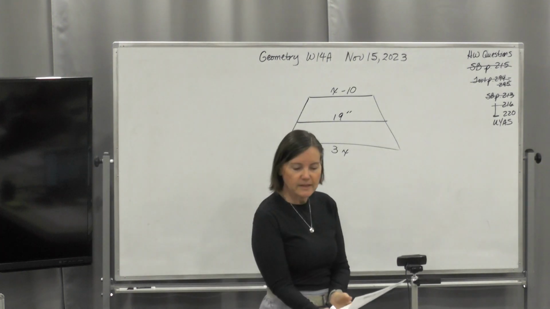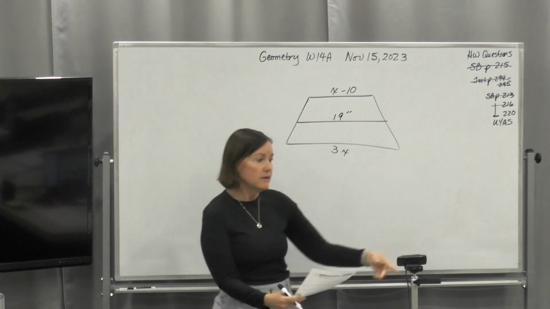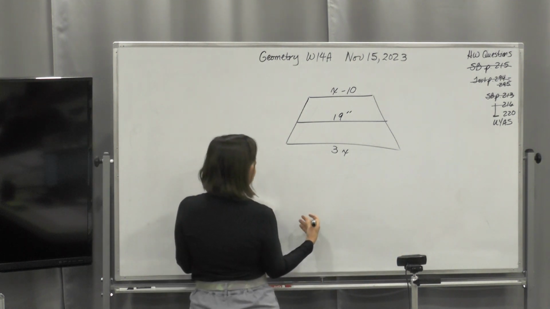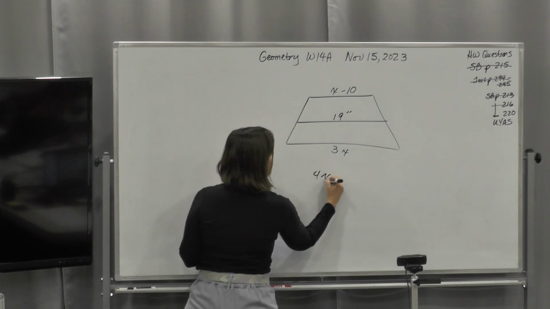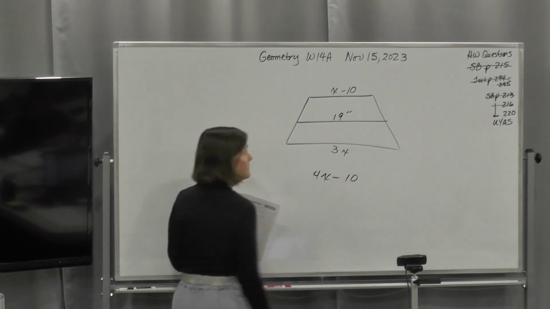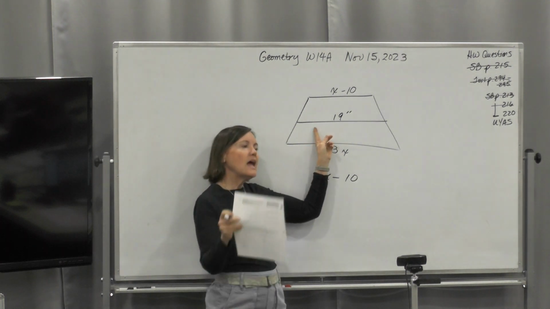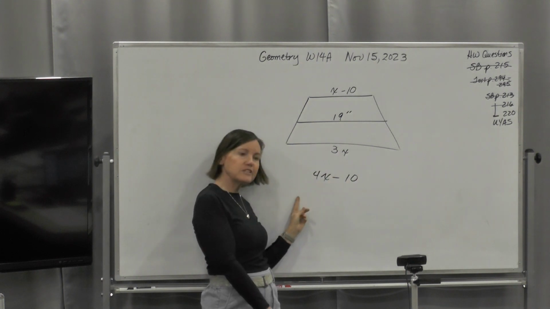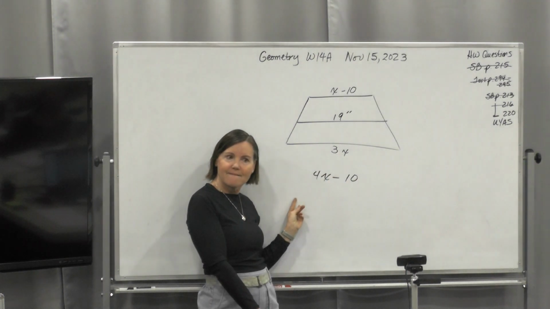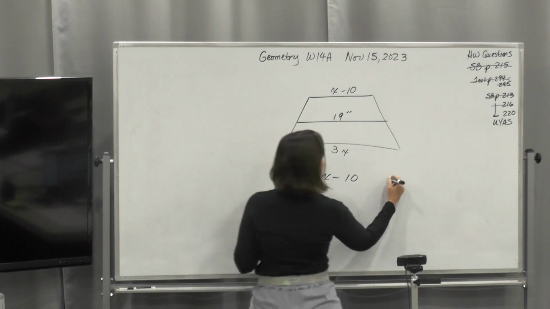Who's got an answer? Sam's got an answer. Alex? It's 4x minus 10 equals 19. Huh? If I add the two together, this is going to be the average of the two bases. Oh. So if I average this, what does that mean? Means divide by 2. So 2x minus 10 is I'm going to get 13.